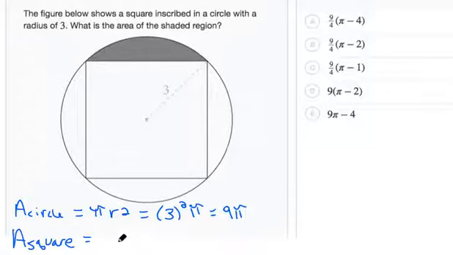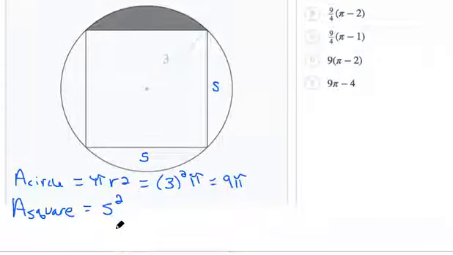So the area of the square is going to be one side times the one side. So let's go ahead and call this S for side. This will also be S. All of the sides of the square will be S because the sides of a square are all the same. So we're essentially looking for S squared. Now, in order to find S, we're going to need to use this radius of the circle.